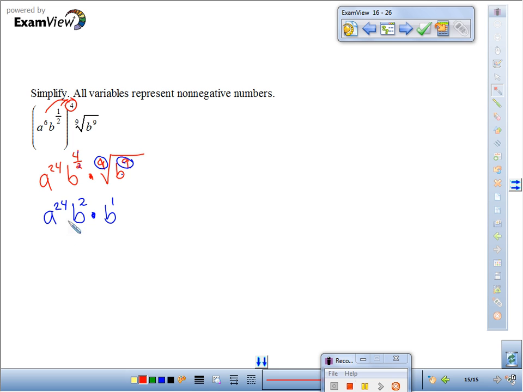And we need one more step. Do we have same bases here? Yes. What happens to the exponent? Add. So this becomes b cubed, and I bring down the a to the 24th, and I'm done.